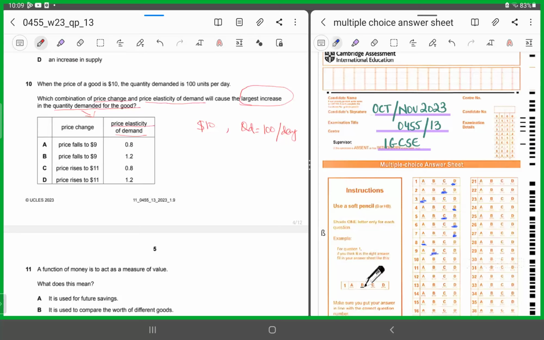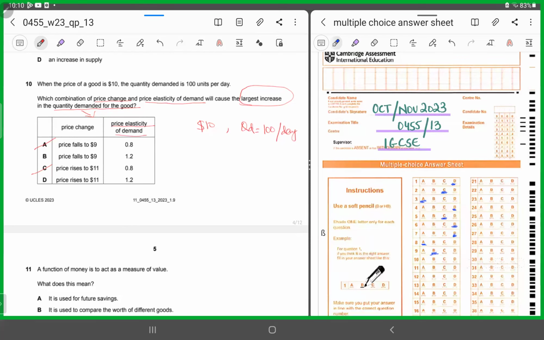Now look at the table. There are two scenarios when price elasticity of demand is greater than 1. Both of them are 1.2. So you can chop A and C that moment only. Why? Because we want greater change in the quantity demanded, right? And greater change in quantity demanded would occur when price elasticity of demand is elastic, right? Now, when price elasticity of demand is elastic, it has to be greater than 1. So it could either be B or D, looking at price elasticity of demand.